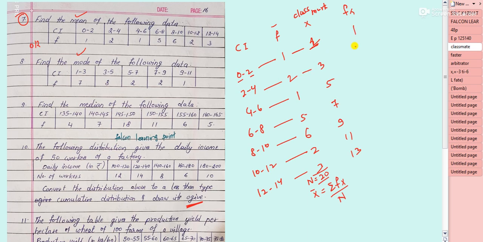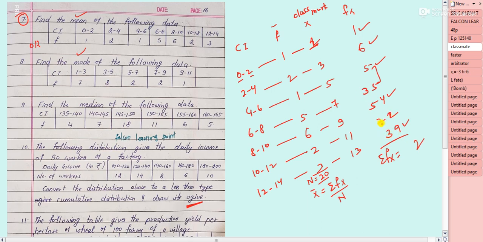1 into 1 is 1. 3 2s are 6. 5 1s are 5. 7 5s are 35. 6 9s are 54. 11 2s are 22. 13 3s are 39. Now just add them, so that will give sigma fx. I get 162. Okay, I'm not sure whether I'm right or wrong, just do the calculation.